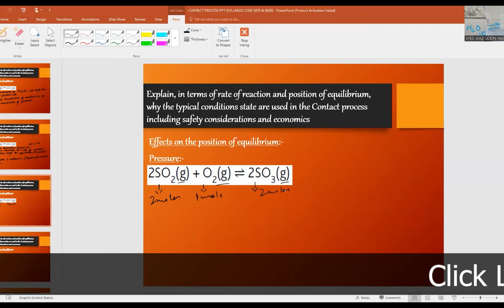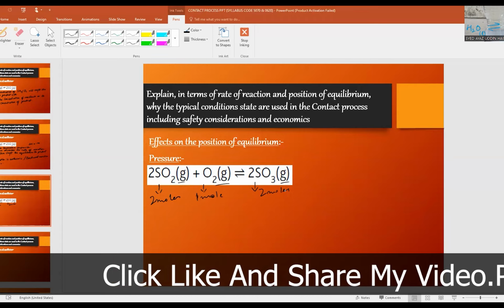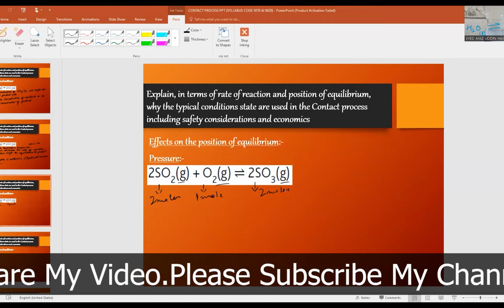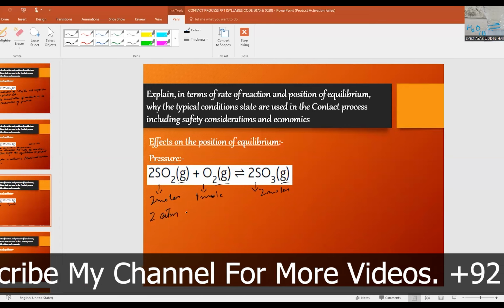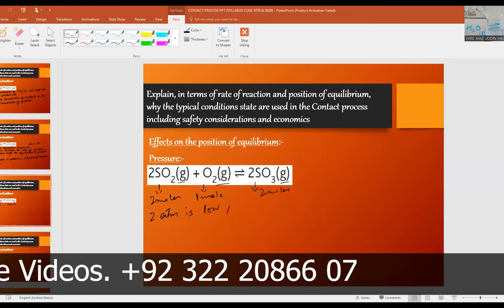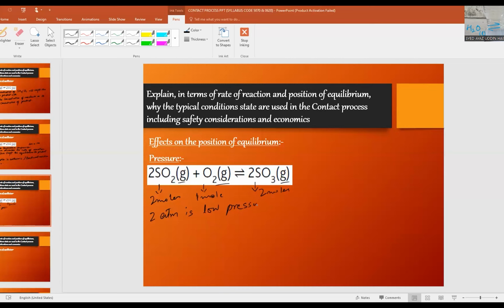Here, according to the reaction conditions, 2 atm pressure is preferred. This is low pressure. Why is a pressure of 2 atm preferred? At high pressure, the particles become closer to each other, thus increasing the collisions. Therefore, high pressure favors the forward reaction, or the reversible reaction moves towards the side where there will be a lesser number of moles of gases. This is also true for the conversion of sulfur dioxide into sulfur trioxide.